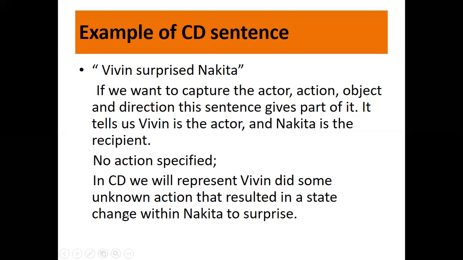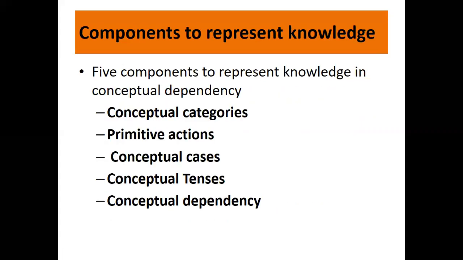How do we write it in CD form? Remember this. In CD, we'll represent that Vivin did some action. Who is Vivin? Vivin is an actor. He did some unknown action, there is no name given to the action, that resulted in a state change within Nakita to surprised. Is it clear? This is a simple example of representing a sentence in CD form. Of course, we'll go into detail as we go ahead. Now, these are the 5 important components which help you to represent knowledge in CD form: conceptual categories, primitive actions, conceptual cases, conceptual tenses, and conceptual dependency.